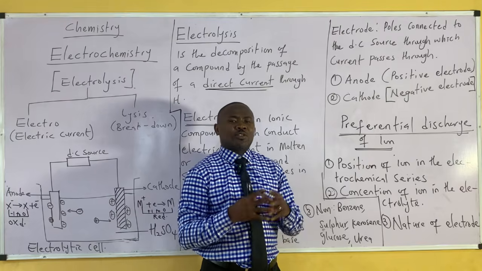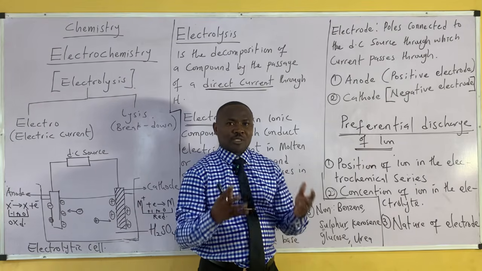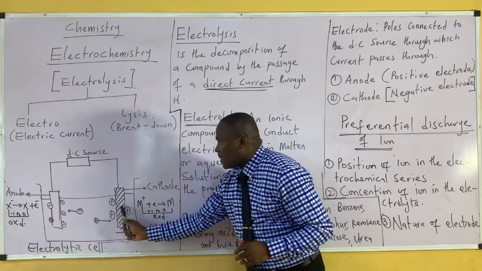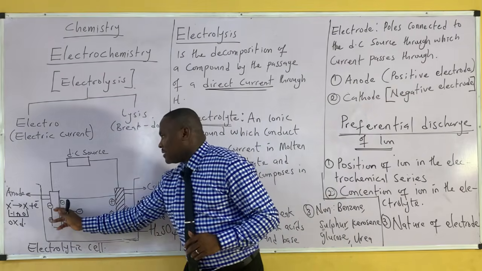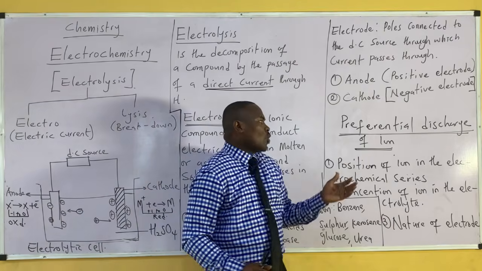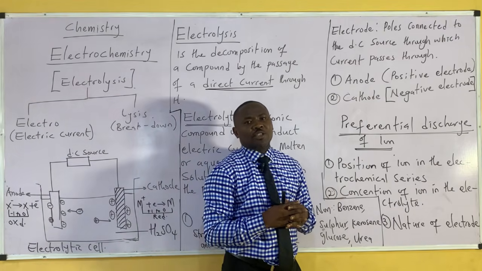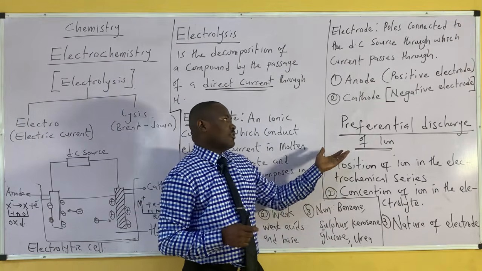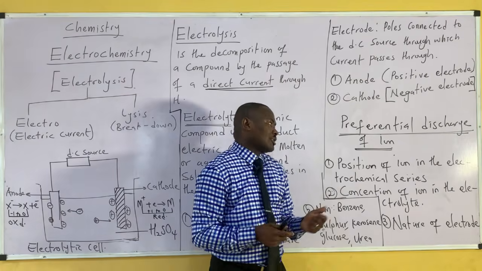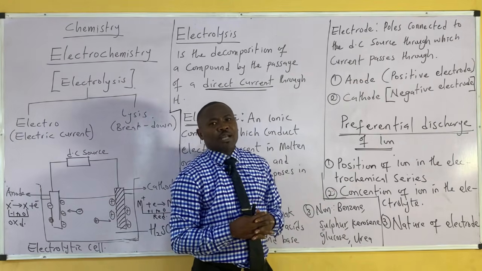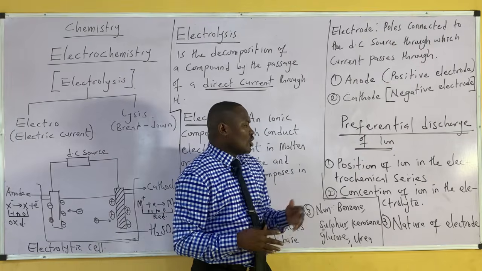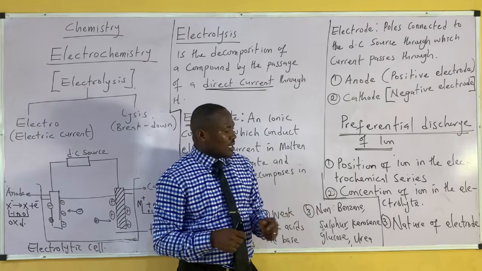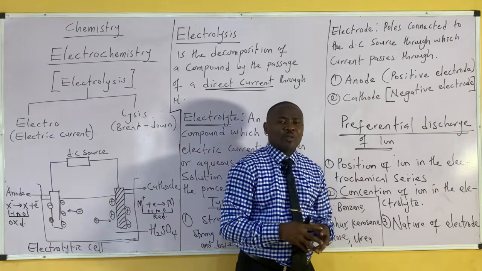When an electrolyte dissociates, according to ionic theory, you have the positive ions moving towards the cathode, and the negative ions moving towards the anode. Now, which of these ions will be preferentially discharged? We have three factors that aid preferential discharge of ions. Number one, the position of the ion in the electrochemical series. Number two, the concentration of the ion in the electrolyte. And number three, the nature of the electrode.